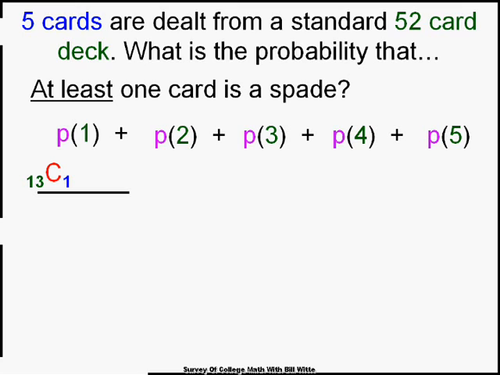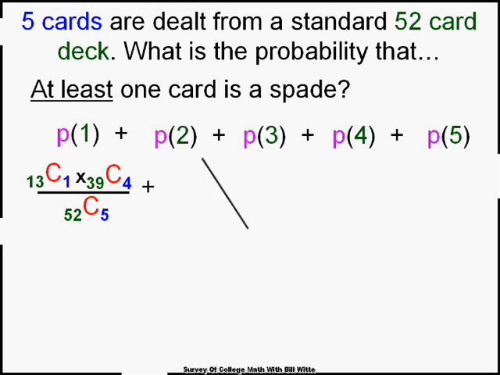So how many cards in the 52 card deck are not spades? 52 minus 13, or 39, taken 4 at a time. And I put that over the sample space, a combination of all 52 cards taken 5 at a time. So that's going to be what I'm going to have to do to produce the probability of exactly one spade. Now let's add the probability of 2 spades.